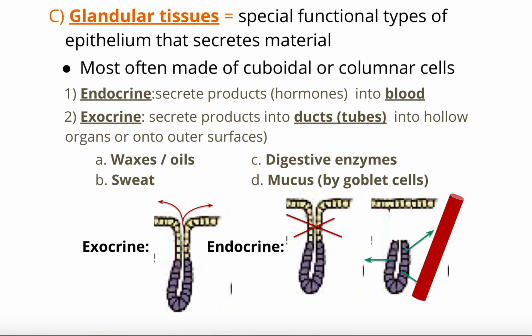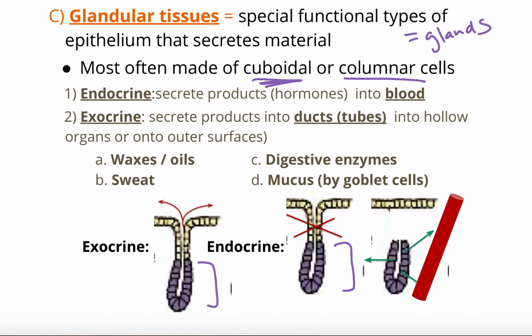All right, finally, we're going to go over glandular tissues. Glandular tissues are also sometimes known as glands, or the structures they form are known as glands. They are special functional types of epithelial tissues that secrete materials. They're most often made of cuboidal or columnar cells. So the part that's making stuff, which is this purple part here, might be made of simple columnar or simple cuboidal tissues. Okay? Now, glands are named after where they dump their materials.